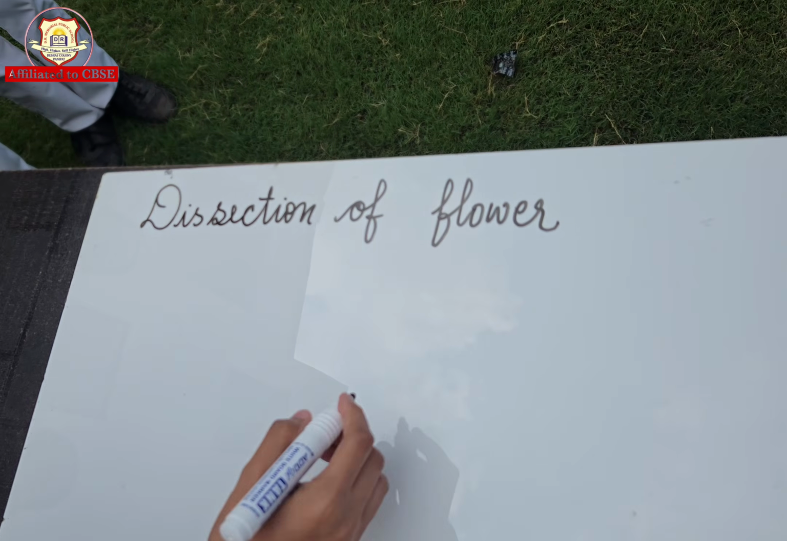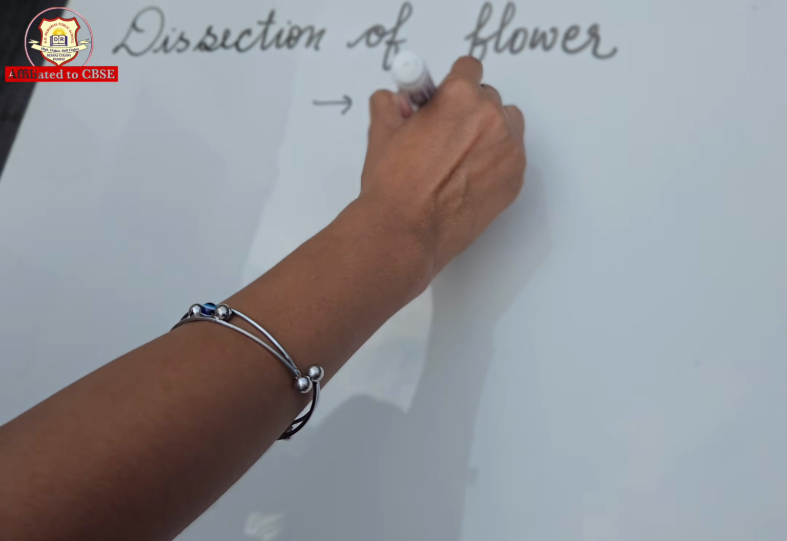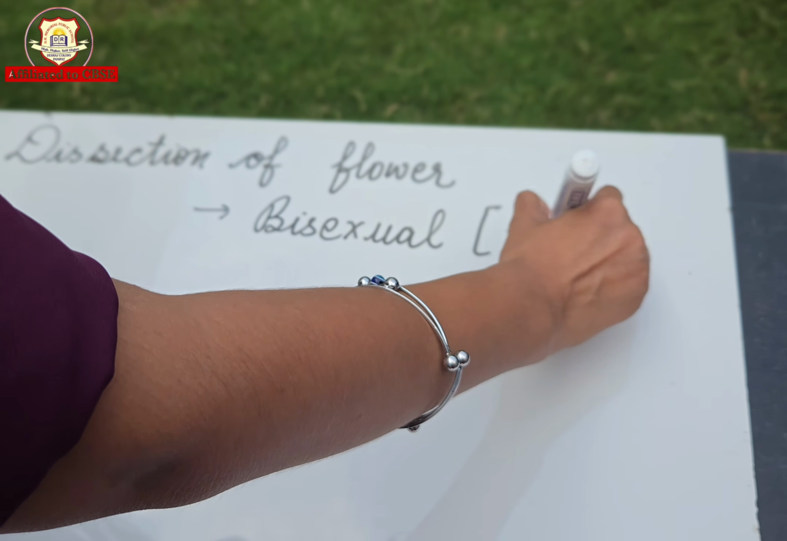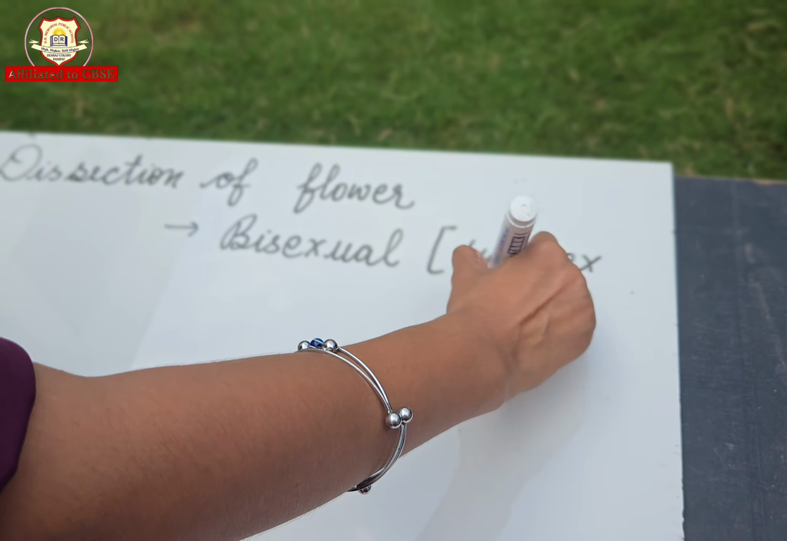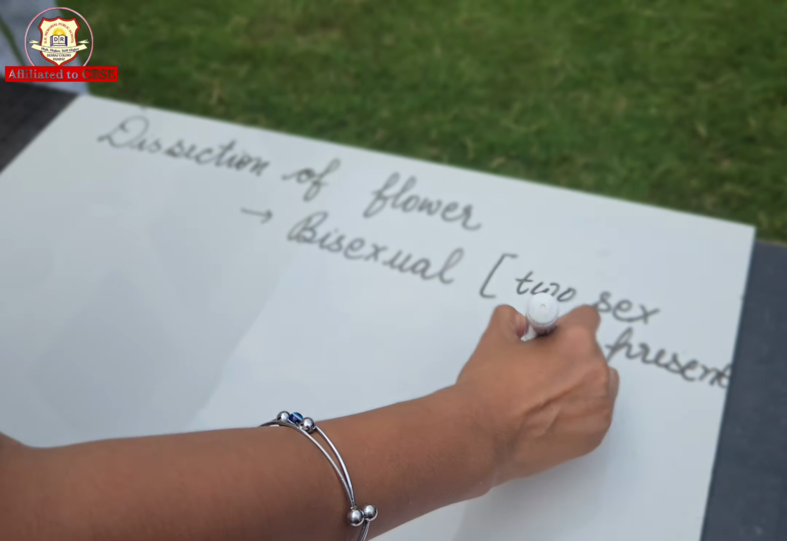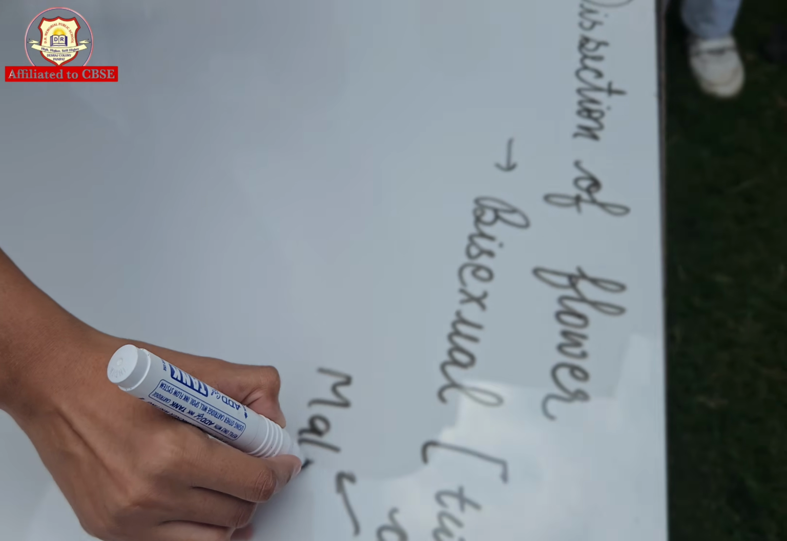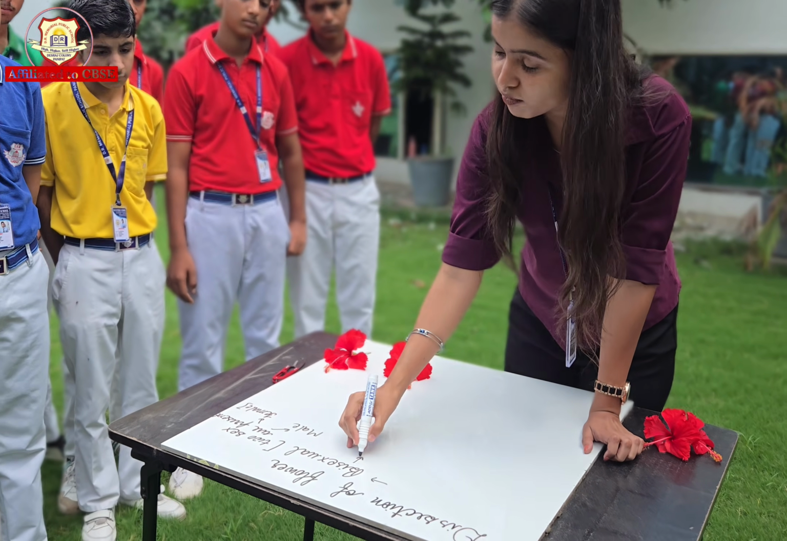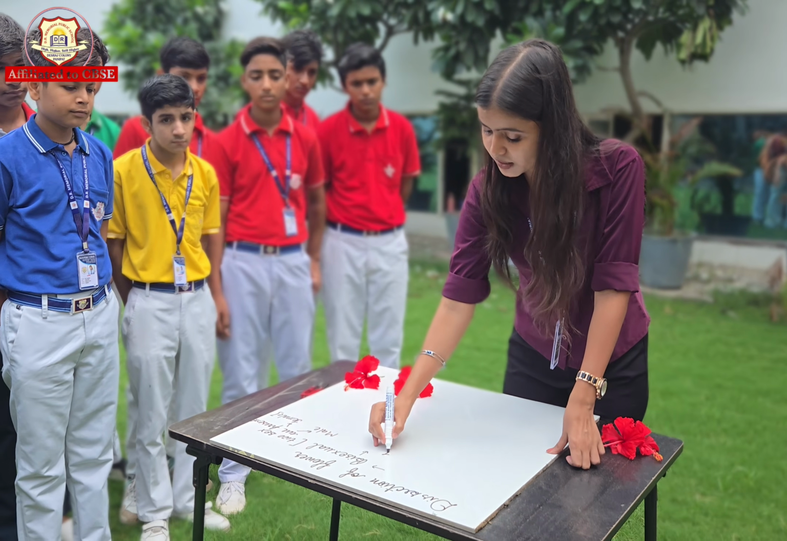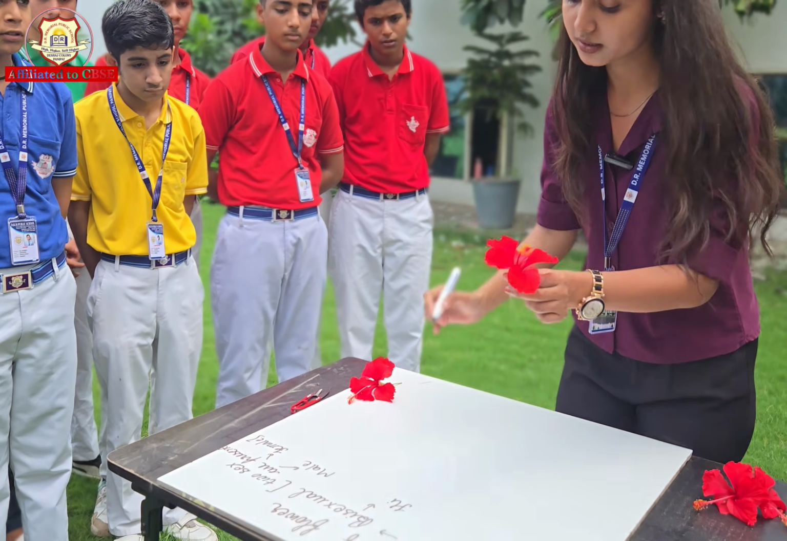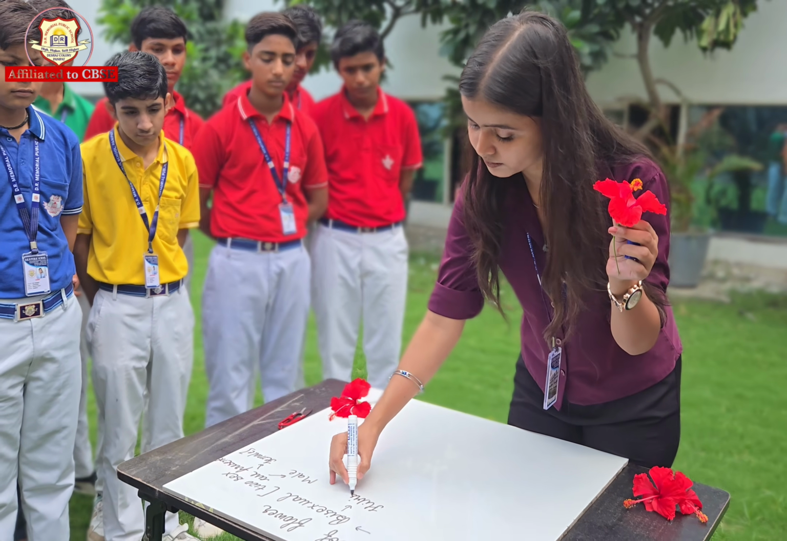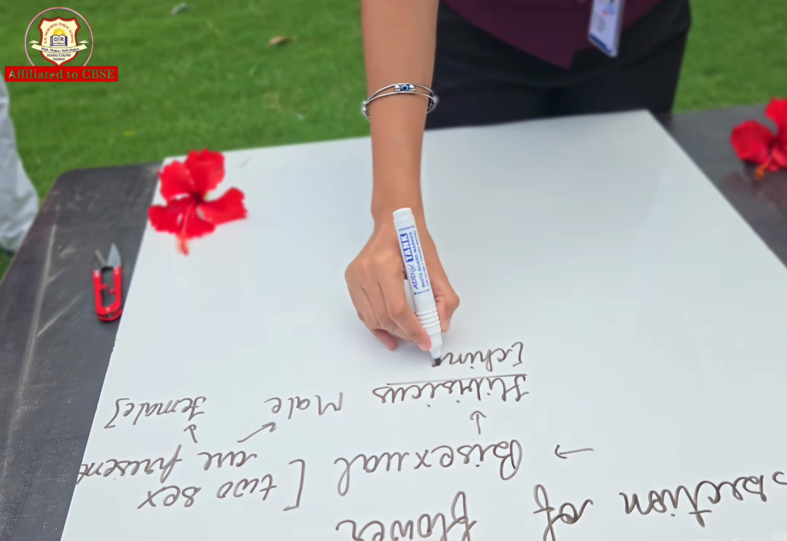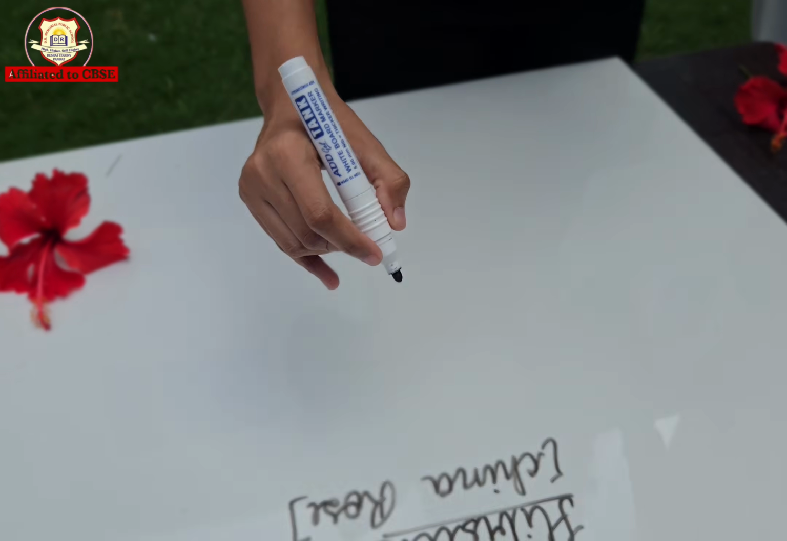Which type of flower? The flower is bisexual. Bisexual means in which two sexes are present, male and female. So the example of a bisexual flower is hibiscus. This is hibiscus flower. Common name for this, China rose. So let's dissect it.